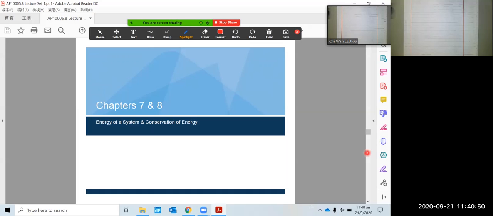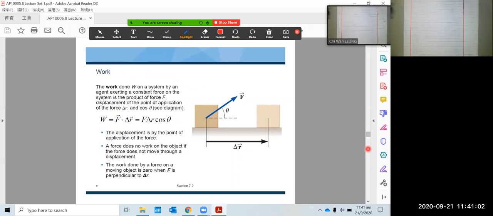So we also talk about the energy of the systems. Some of the energies, mechanical energies in particular, you have learned in high school. For example, the kinetic energy or gravitational potential energy. We have just revisited the equations. But all this energy is related to the concept of work done.